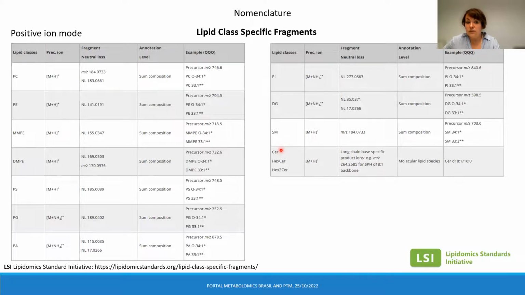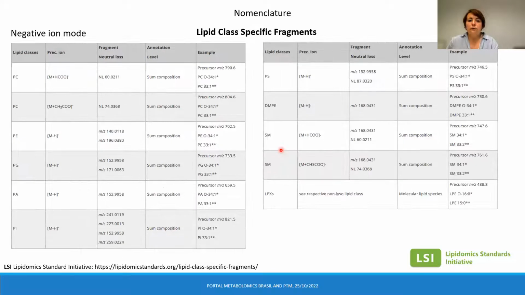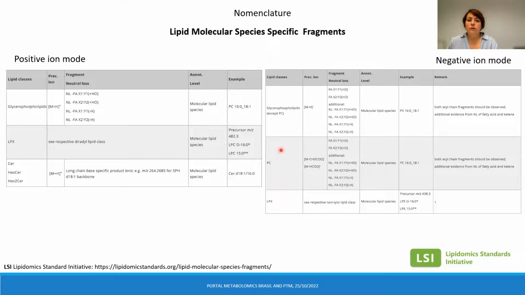The lipid class-specific fragments are provided in many different publications. They are also very nicely summarized on the Lipidomics Standard Initiative webpage. Those of you who are working with lipids must be familiar with this initiative. So I highly encourage you to go there and check what they are doing. They have lots of educational materials on the webpage. For positive ion mode and negative ion mode, they also have lipid molecular species-specific fragments, so the fragments that tell us the composition of fatty acids.